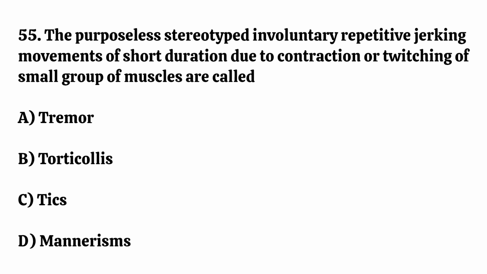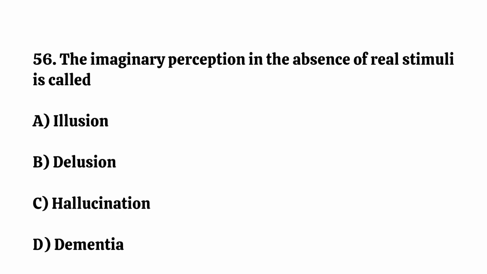Next, the purposeless, stereotyped, involuntary, repetitive jerking movement of short duration due to contraction or twitching of small group of muscles are called A. Tremor, B. Torticollis, C. Tics, D. Mannerisms. Answer is option C. Tics.